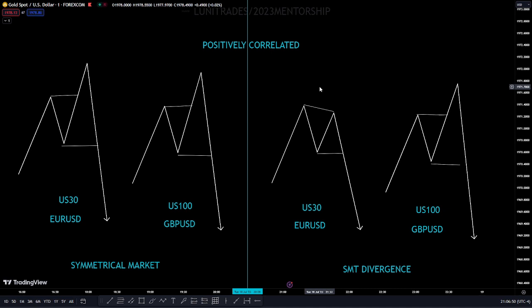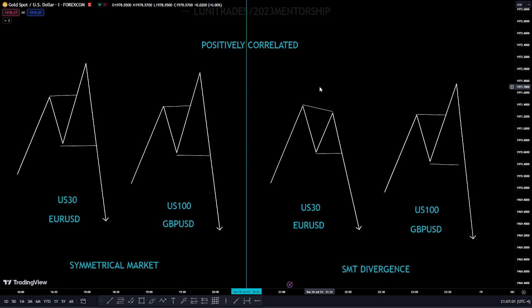Now, in order to understand the S.M.T divergence fully, you have to understand correlation. And there are two types of correlation in the market. There is positive correlation and negative correlation. So, for this example here, as you can see, we'll be talking on the positively correlated market.